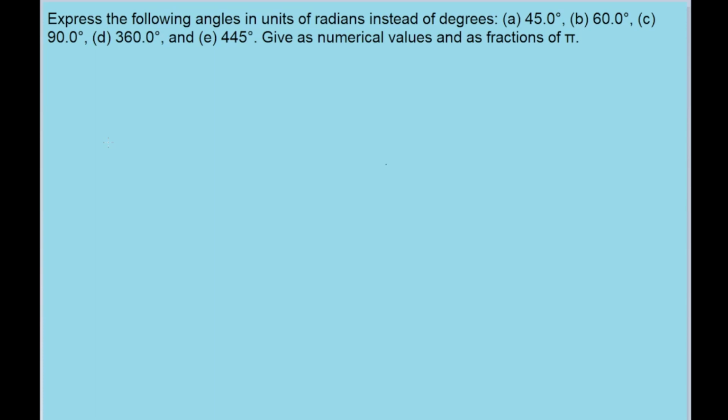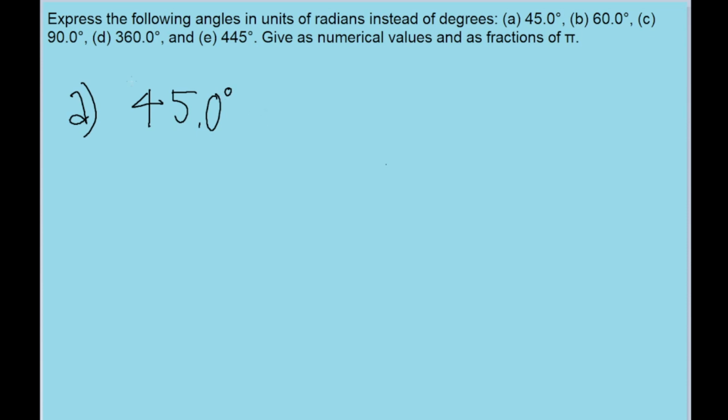This problem has several parts to it, but all of them amount to basically the exact same thing. We're given a bunch of measurements in degrees, and we want to convert them to radians. So I'm going to go through one example, and the rest all follow the exact same basic process. So let's start with part A, where we're given an angle of 45 degrees.